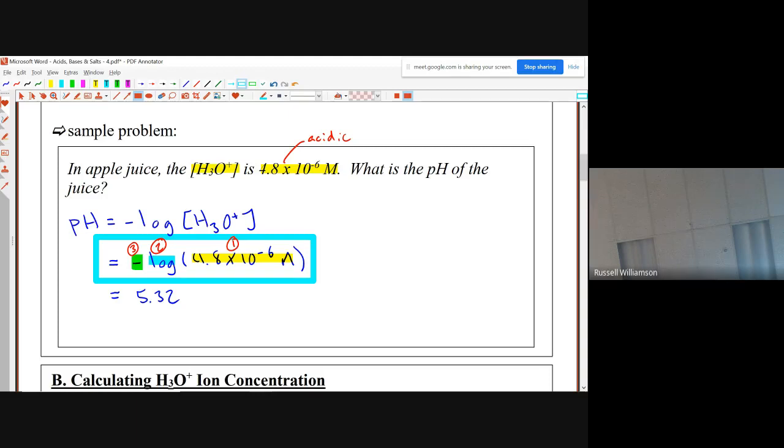All right, so we already said that this solution is acidic, and we also see that our pH value is 5.32, so that is less than 7. So again, another indicator that it's an acid.